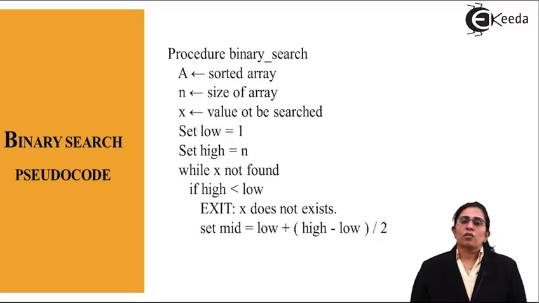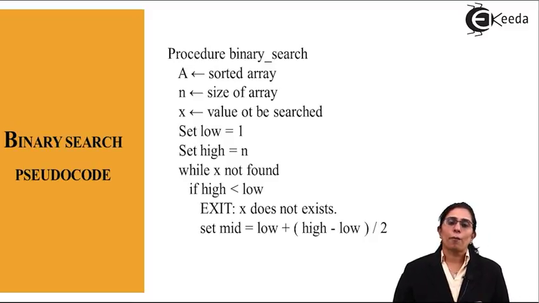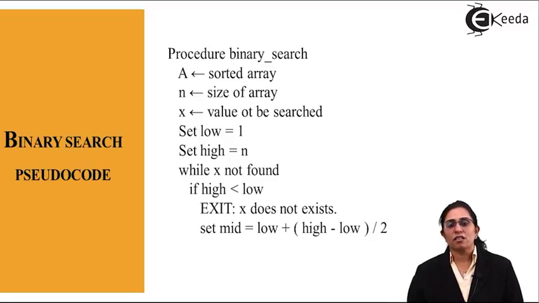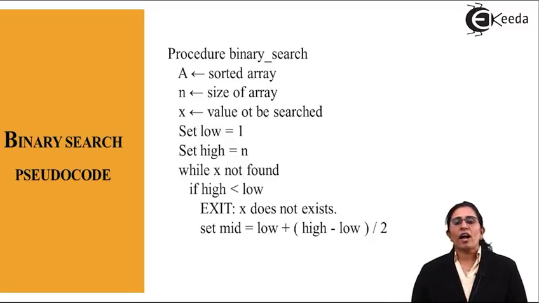If the element is not found and we say the element exists, that is the value of high is greater than the value of low, then what do we do? We find the middle element for that particular list. So we say mid is equal to low plus (high minus low) by 2. This is how we get the value of mid. In this case, we have set the value of low as 1, and if we consider N as 5, then it will be 1 plus (5 minus 1) which is 4, by 2. So my mid will be 1 plus 2, which is equal to 3.